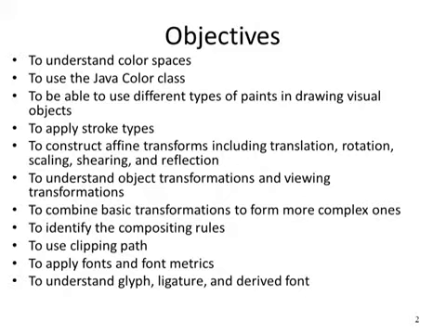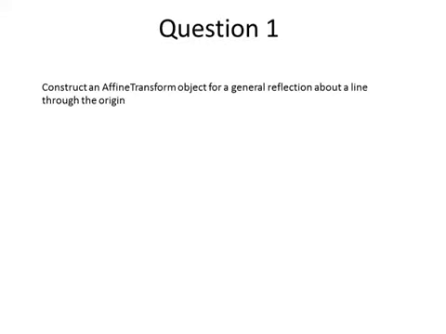Find the transformation matrix for the reflection about the line y equals 2x. Here we want the matrix of reflection, and then we should substitute k by 2. Then if we substitute k by 2 in the matrix of reflection, we can get this matrix.